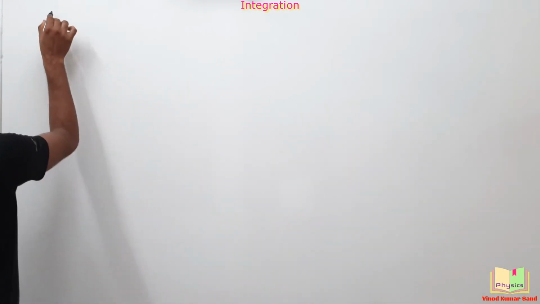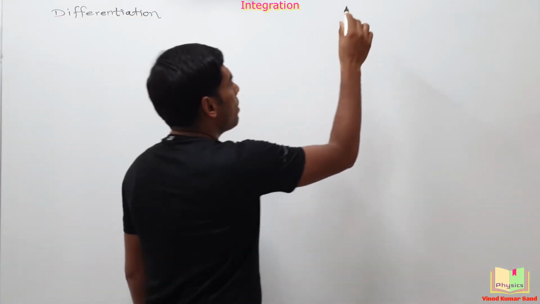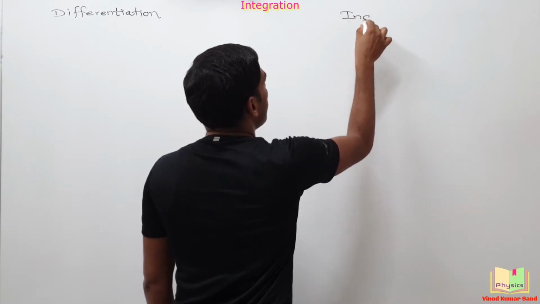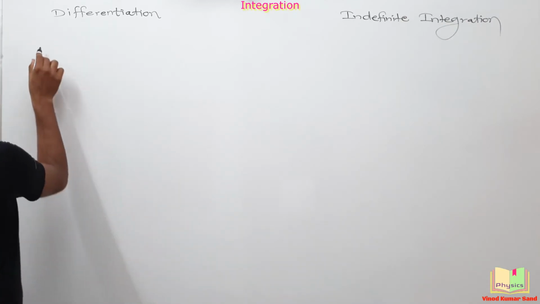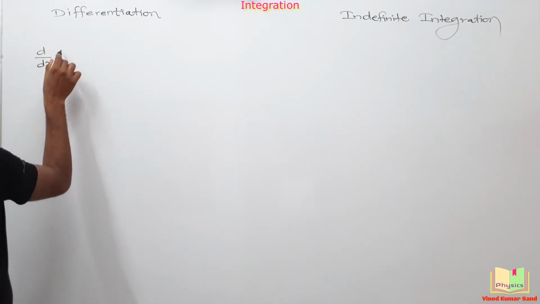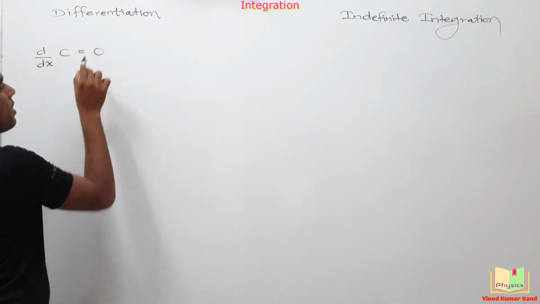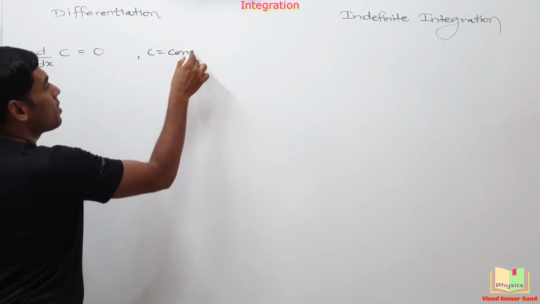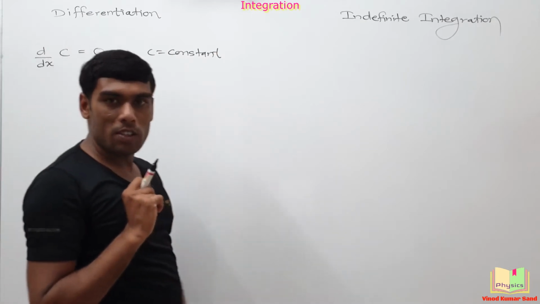As we were talking, integration and differentiation are inverse operations, so let's relate them. Here I'll be writing the formulas of differentiation, and here we'll be writing the formulas of the indefinite integration. Suppose someone asks you to differentiate the constant c, then what is your answer? You remember that? Differentiation of any constant is 0, because differentiation gives you the rate of change, and if something is constant, its rate of change is 0.